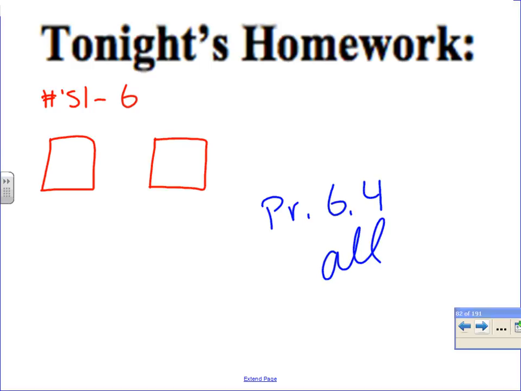7, 8, 9, 10, and 11. Please redraw the figures so they are corresponding. Redraw the figures so they are drawn the right way.